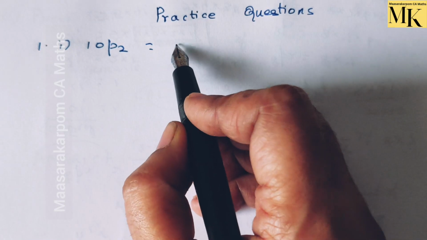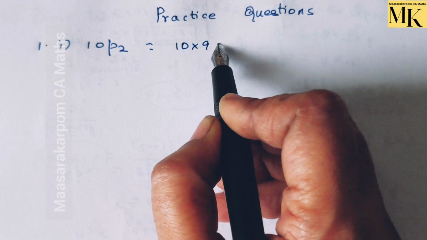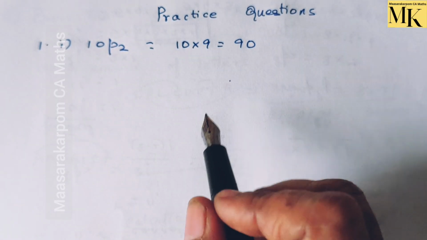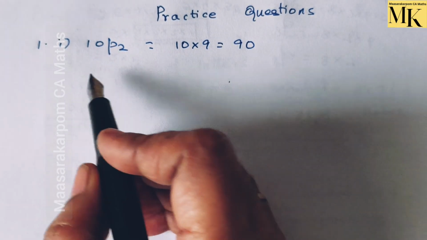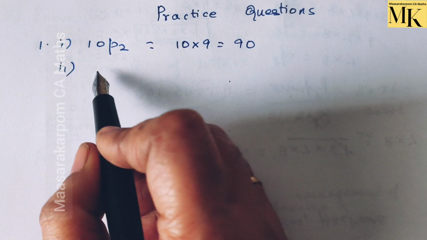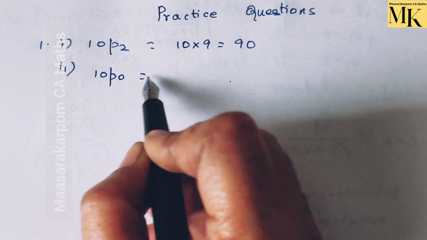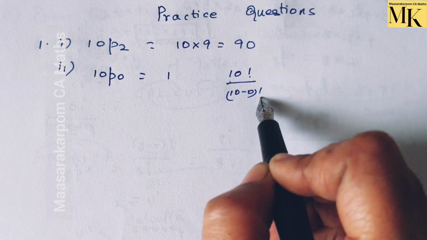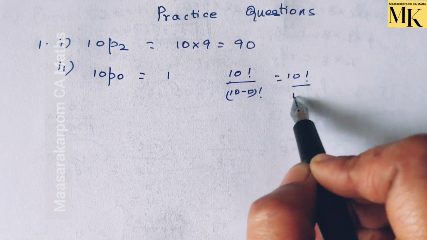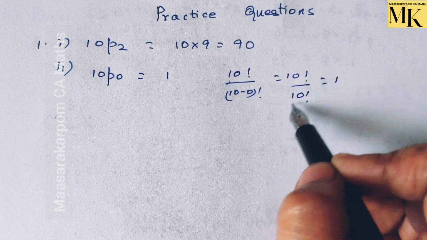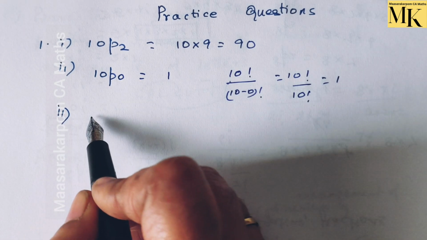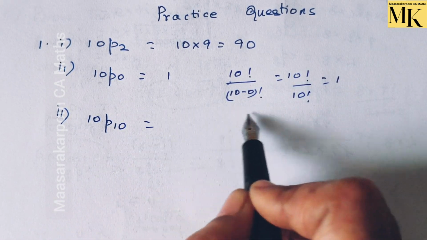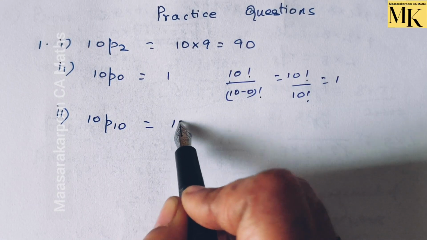To practice questions: 10P2, without writing the formula, you can start from 10 and write 2 terms including that 10. So 10 into 9, starting from 10, write 2 terms of the decreasing product. So 10 into 9 is 90. 10P0 is 1. Obviously, 10 factorial by 10 minus 0 factorial, so it is 1. 10P10 is 10 factorial. Starting from 10 and writing down to 1, that is 10 terms, that is only 10 factorial.